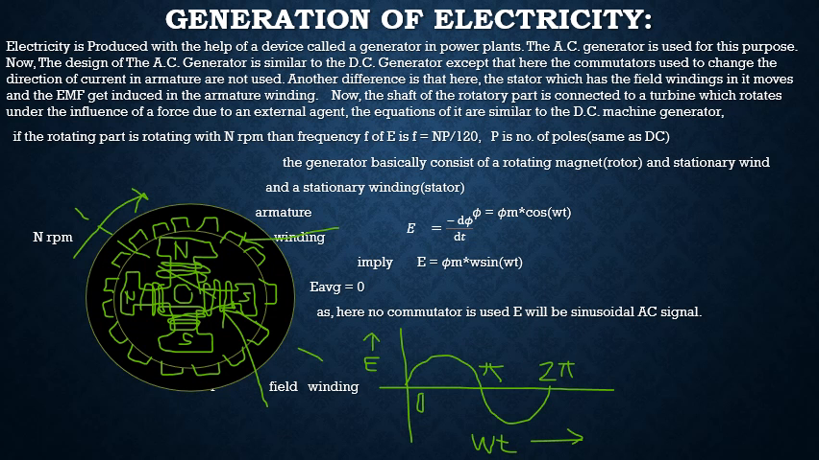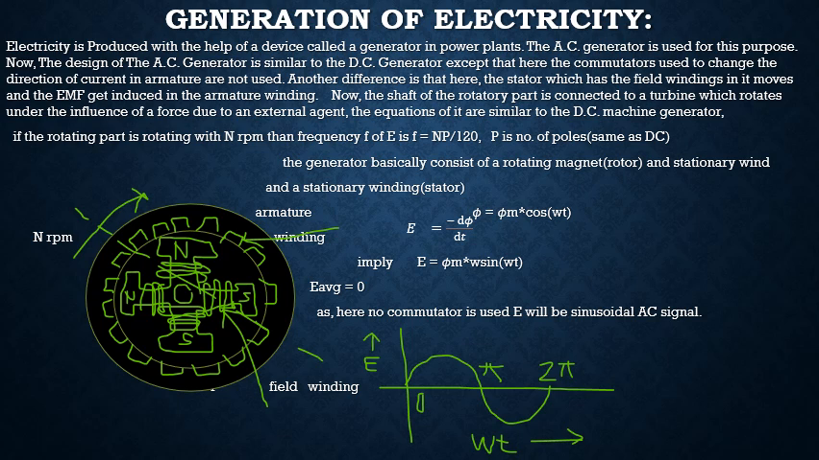Now the first step in a power grid is the generation of electricity. Electricity is produced in the power grid with the help of a device called a generator in power plants. The AC generator is used for this purpose. The design of the AC generator is similar to a DC generator, except that here the commutators used to change the direction of current in the armature are not used.